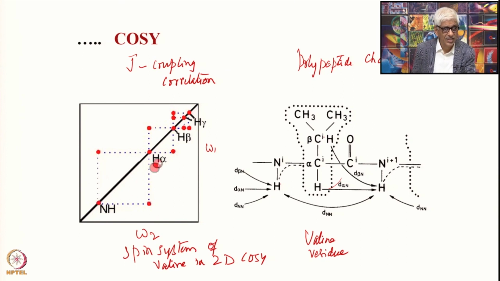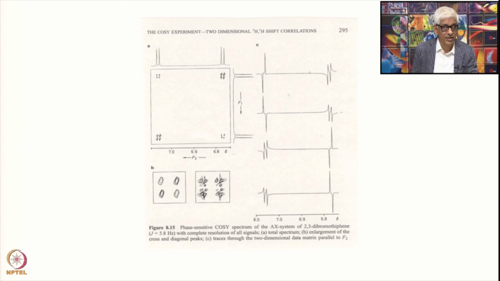So if I consider this as an AX spin system now, NH to the alpha, let us forget these other ones and consider only those 2 spins. Look at this cross peak. So I have here a 2 spin system for some molecule, this is 2,3-dibromothiophene. This is a simple 2 spin system. It has no other coupling available, only one coupling available.